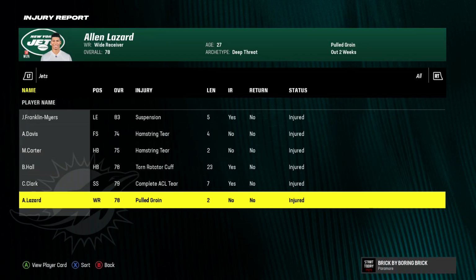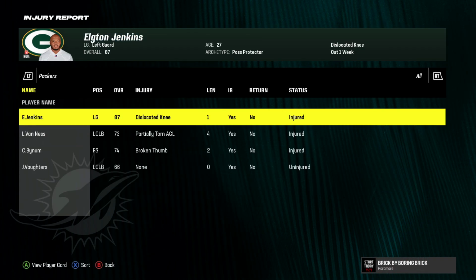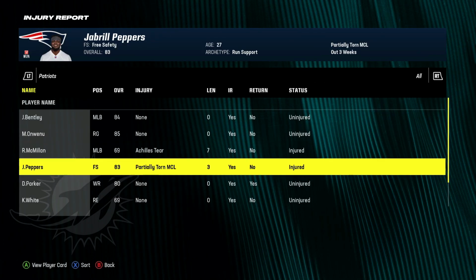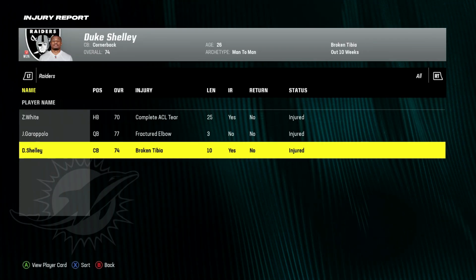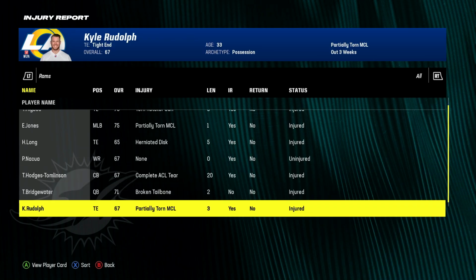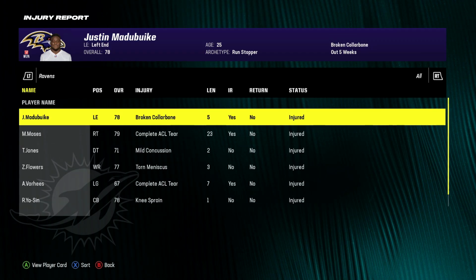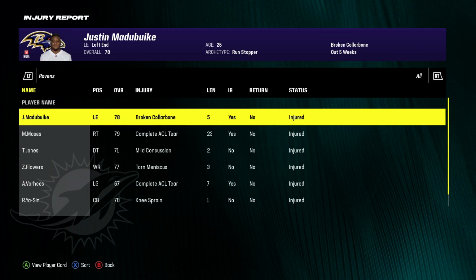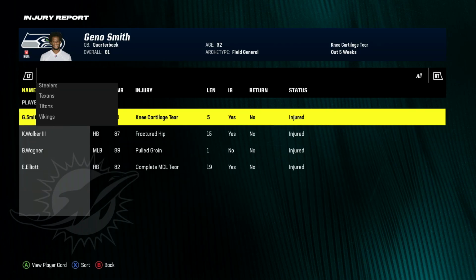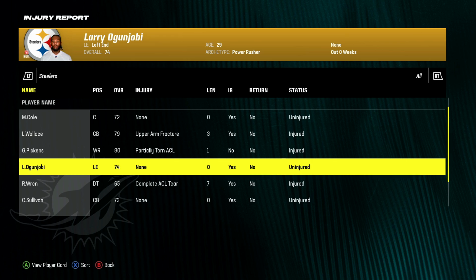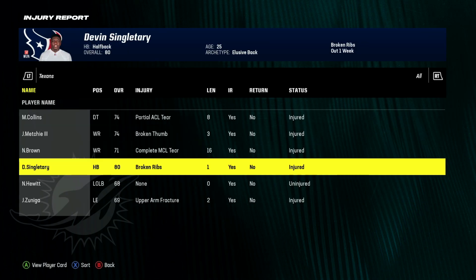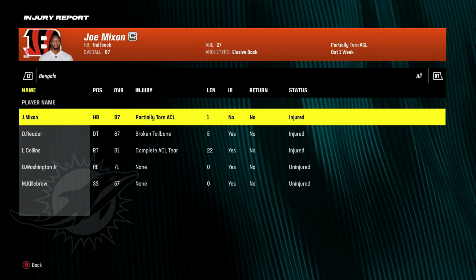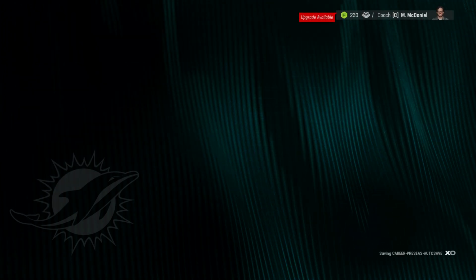Alright, the Jags finally got some injuries. Seems like they weren't getting injuries at all. And now they finally got some injuries going on there. Right when you don't want to, right around the playoffs. And they're actually in the playoffs as well. Alright, so Ravens have a lot of injuries here. Zay Flowers got hurt as well. Seahawks, Steelers, Texans, Titans, Vikings, and the Bears, again, did not have any injuries.